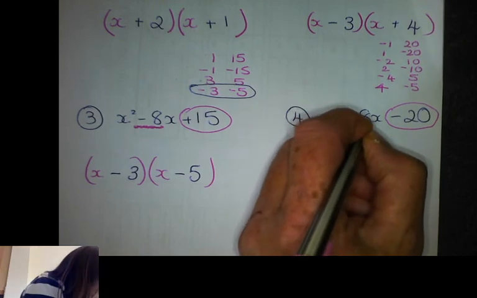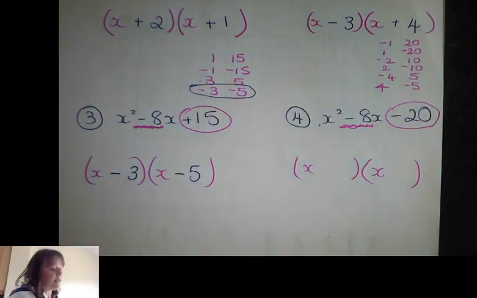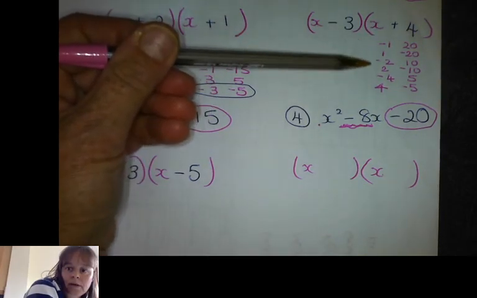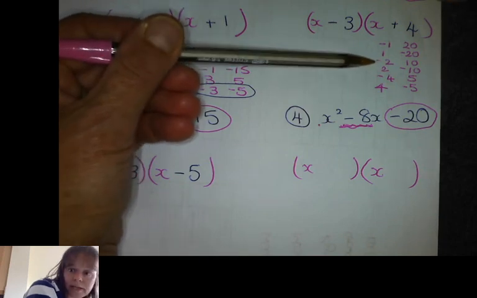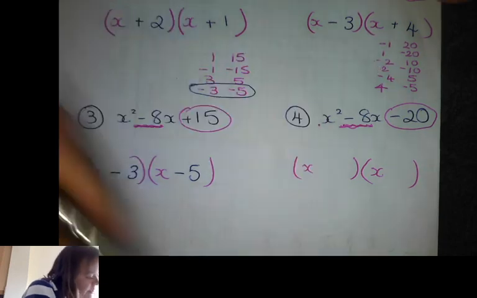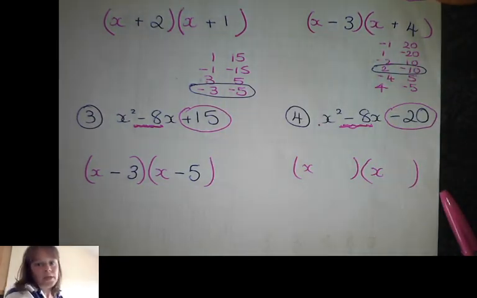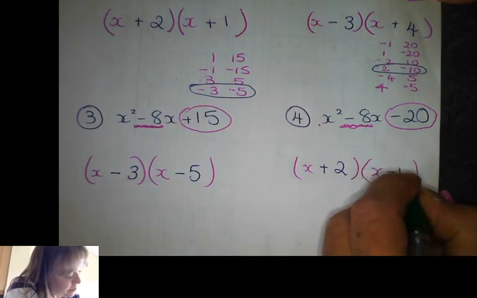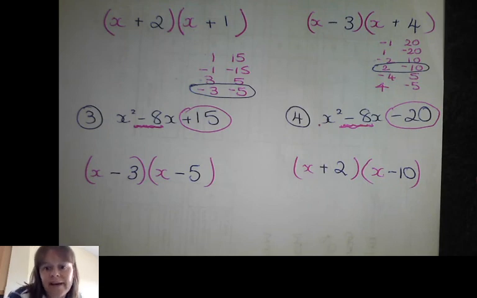And now I need to find the pair that adds up to minus 8. Well, not that one, and not that one. Minus 2 plus 10 is positive 8, so close, but not quite. Whereas 2 take away 10 is minus 8, so I think it's that pair. And so in this bracket, I'm going to put positive 2, and in this bracket, I'm going to put negative 10. Okay, we've given you a whole list to have a go at.